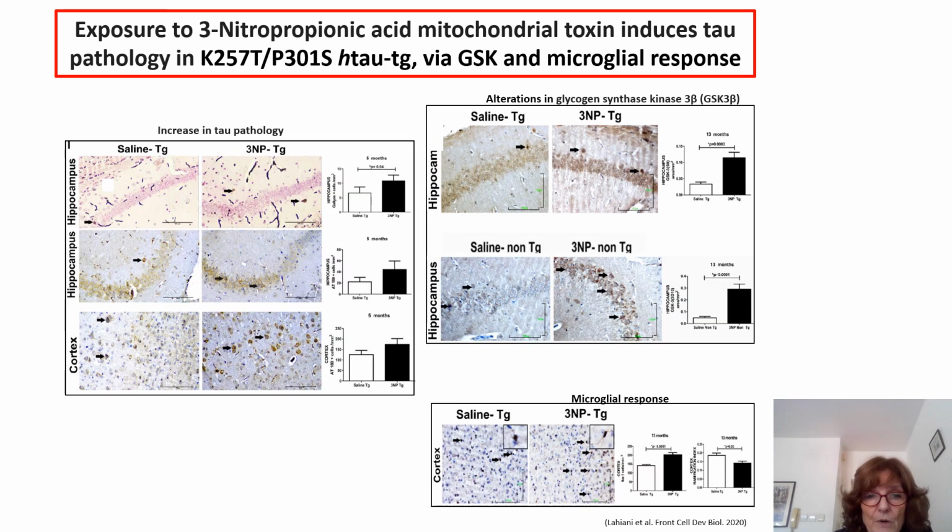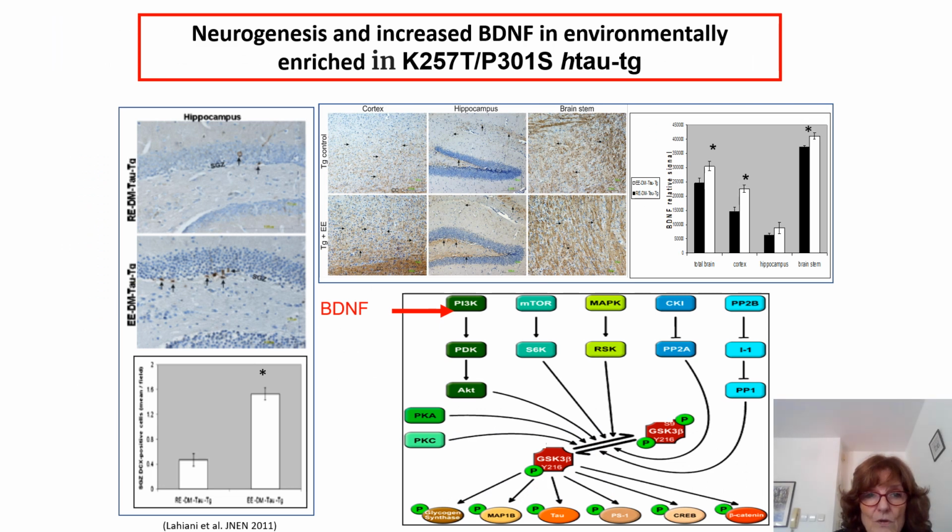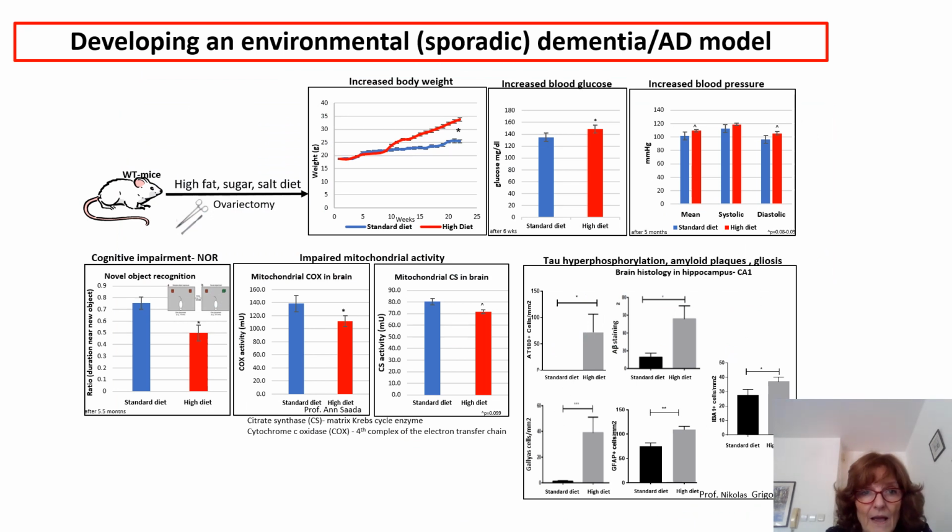And we saw that when exposing those mice to a mitochondrial toxin of oxidative stress, tangles increased, and it was mediated via GSK and microglia. And we know microglia are in good correlation with tangles, so we see here tangles react to this stimulus, nothing to do with amyloid. Isolated tau can do it. And also in an enriched environment, the tau reacts by neurogenesis, via BDNF. Tau can perform all this alone, without amyloid.